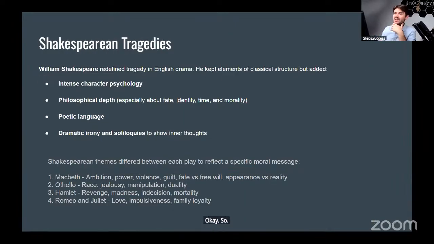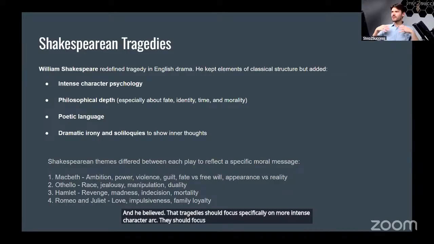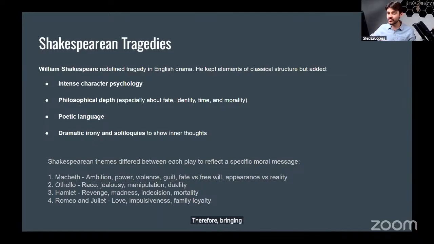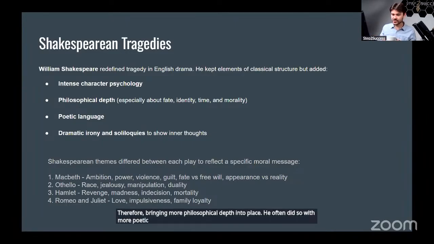So, in terms of Shakespearean tragedies, then, Macbeth was written by a playwright called William Shakespeare, and he believed that tragedies should focus specifically on a more intense character arc. They should focus on the morality of human psychology, of why we make the decisions that we make, therefore bringing more philosophical depth into plays. He often did so with more poetic language and often invited the idea of soliloquies into his plays.